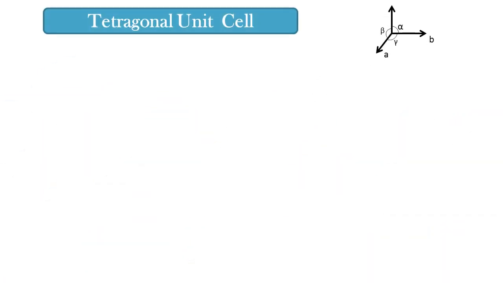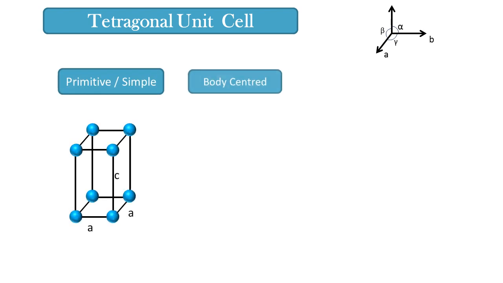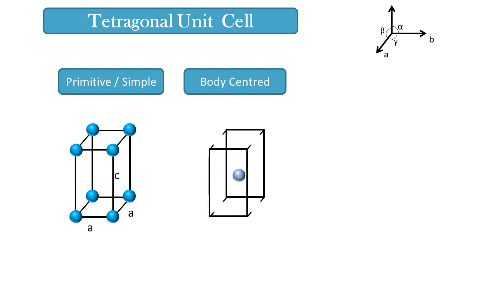Third one is the tetragonal system. This system can be classified into only two types of crystal lattice: primitive or simple tetragonal unit cell and body centered tetragonal unit cell. As you can see, the length of x-axis and z-axis is equal, that is A, and the length of y-axis is C, which is different than both of them.